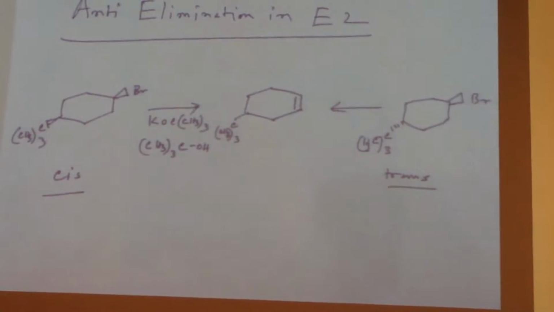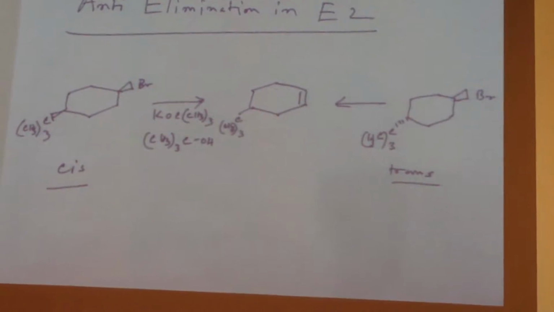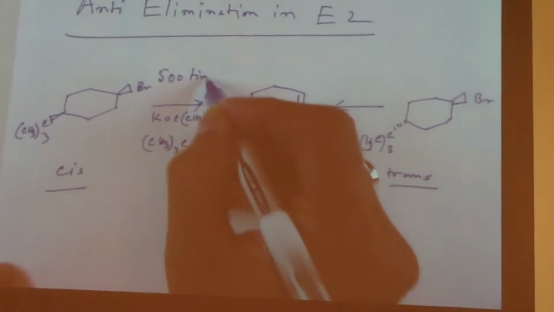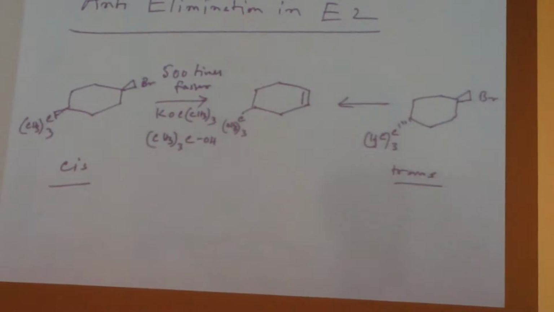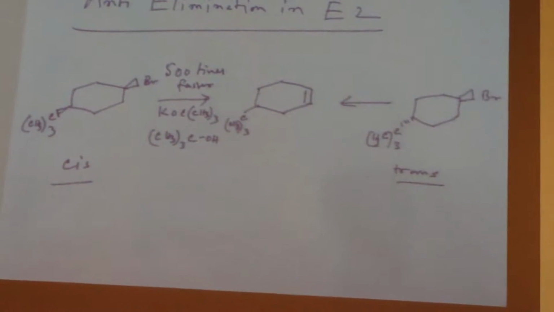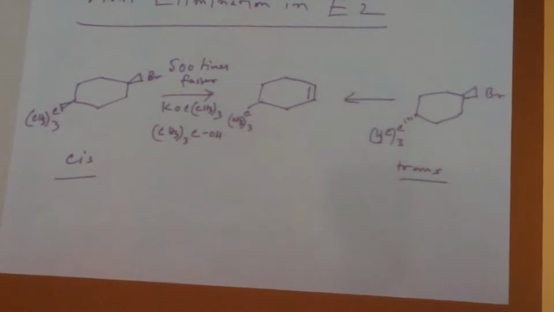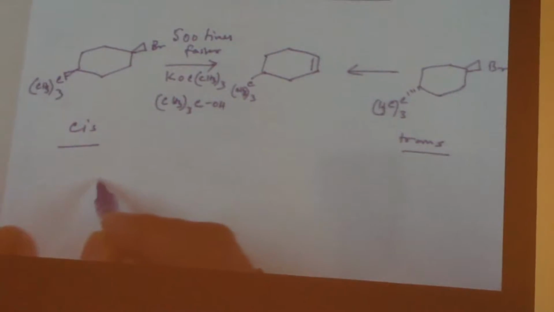So in the case of these reactions, if we start with exclusively cis or exclusively trans, this one is 500 times faster. Under exactly the same conditions, when we use the cis isomer, it is 500 times faster than the trans isomer. And we realize what happens here when we examine the stereochemistry of these conformers.